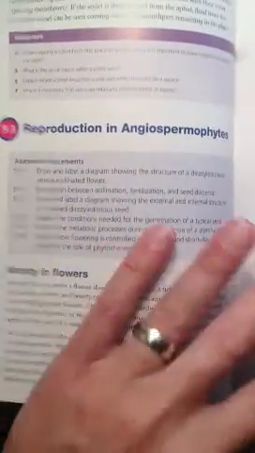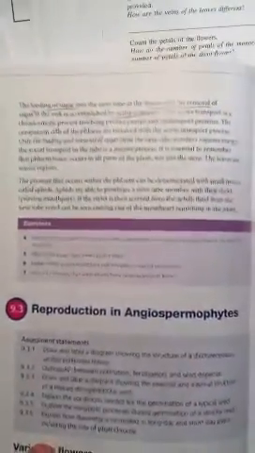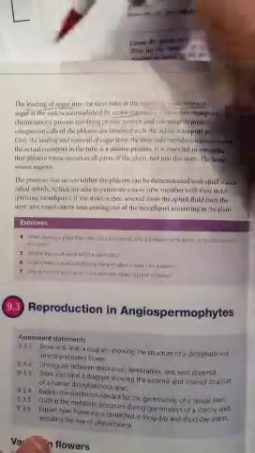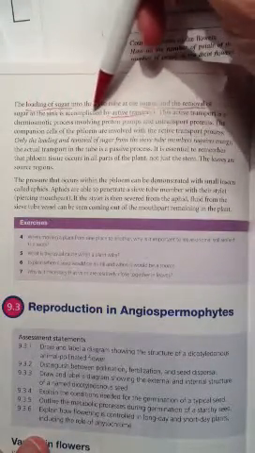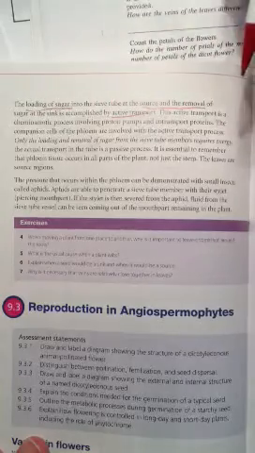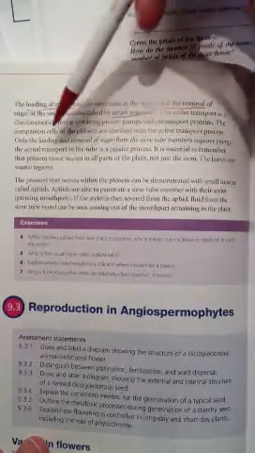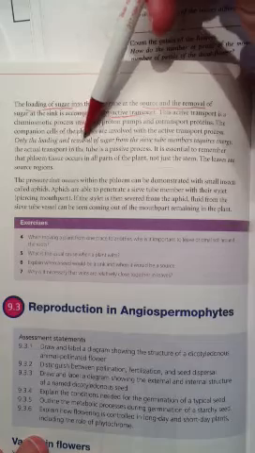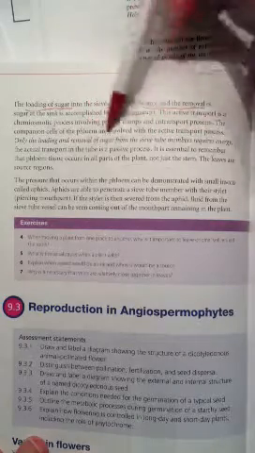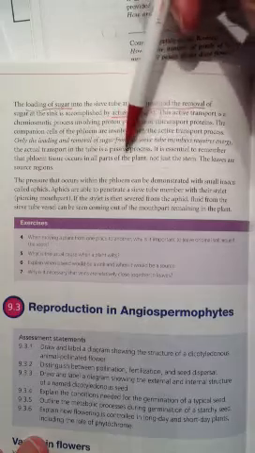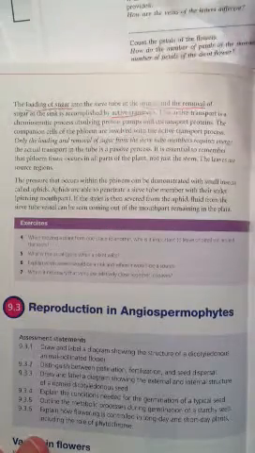And where I got that information from was the next paragraph. It talks about the loading of sugar into the sieve tubes at the source, and the removal of the sugar is accomplished by active transport. Only the loading and the removal of the sugar from the sieve tube requires energy. All the rest of the process is called a passive process, just through diffusion.